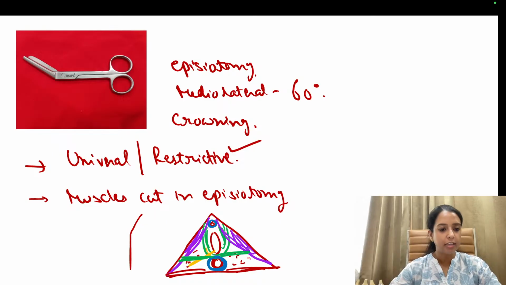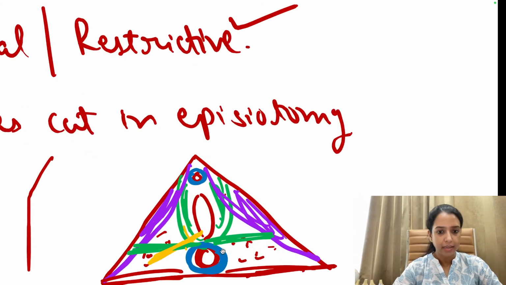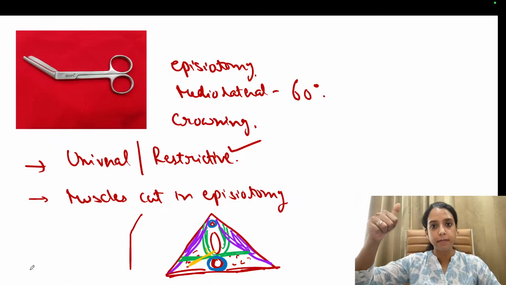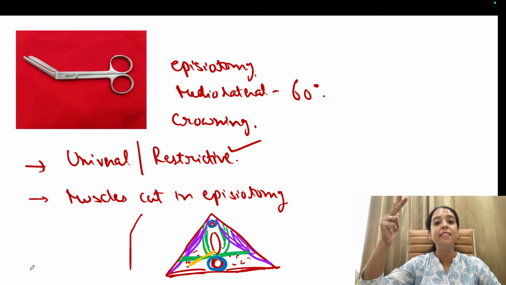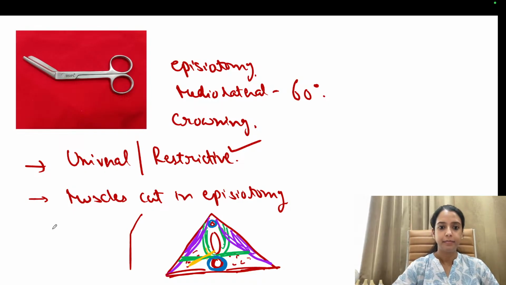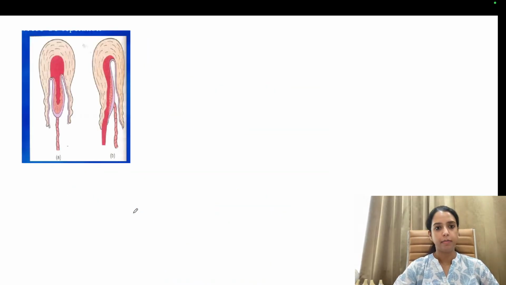Transverse perineae. Now tell me the muscles which I will be cutting during the episiotomy. Am I cutting bulbocavernous? Yes. Am I cutting transverse perineae? Yes. Am I cutting the rectal sphincter? No. Am I cutting the ischio-cavernous? No. Am I cutting levator ani? Yes. So the muscles which are cut are bulbocavernous, transverse perineae and levator ani. I don't touch ischio-cavernous. I don't touch sphincters. Okay? These are the muscles that are cut in episiotomy.